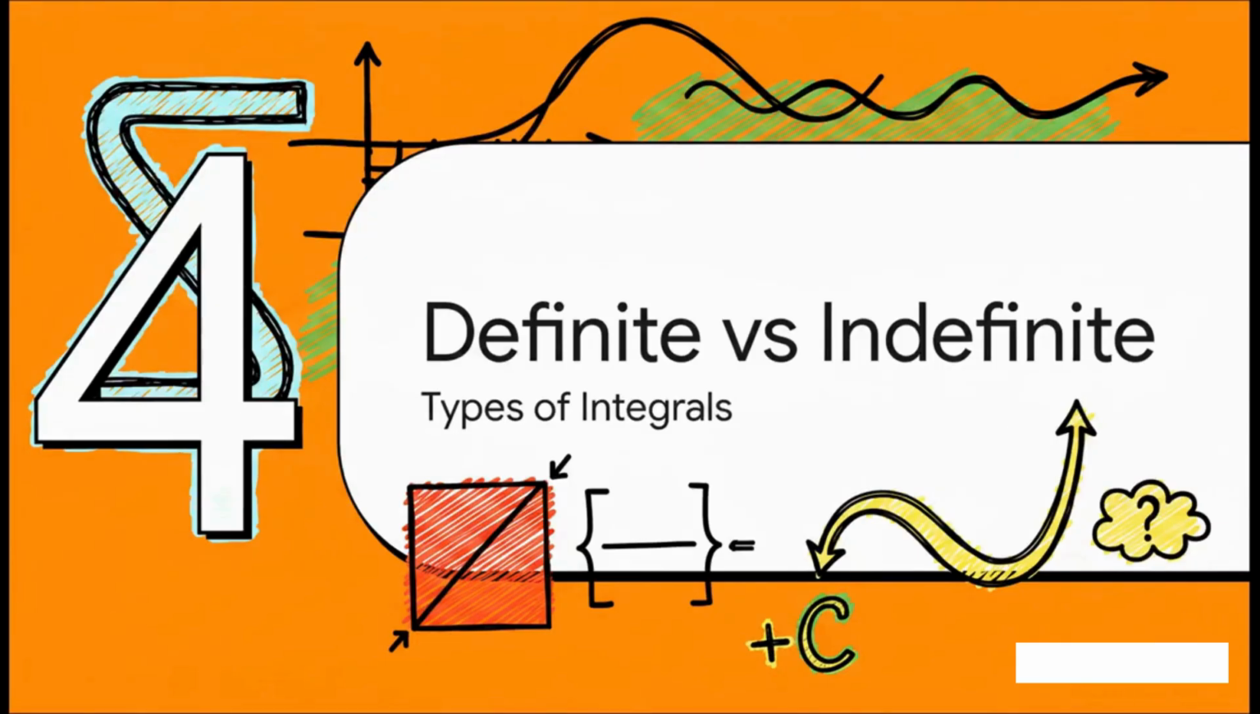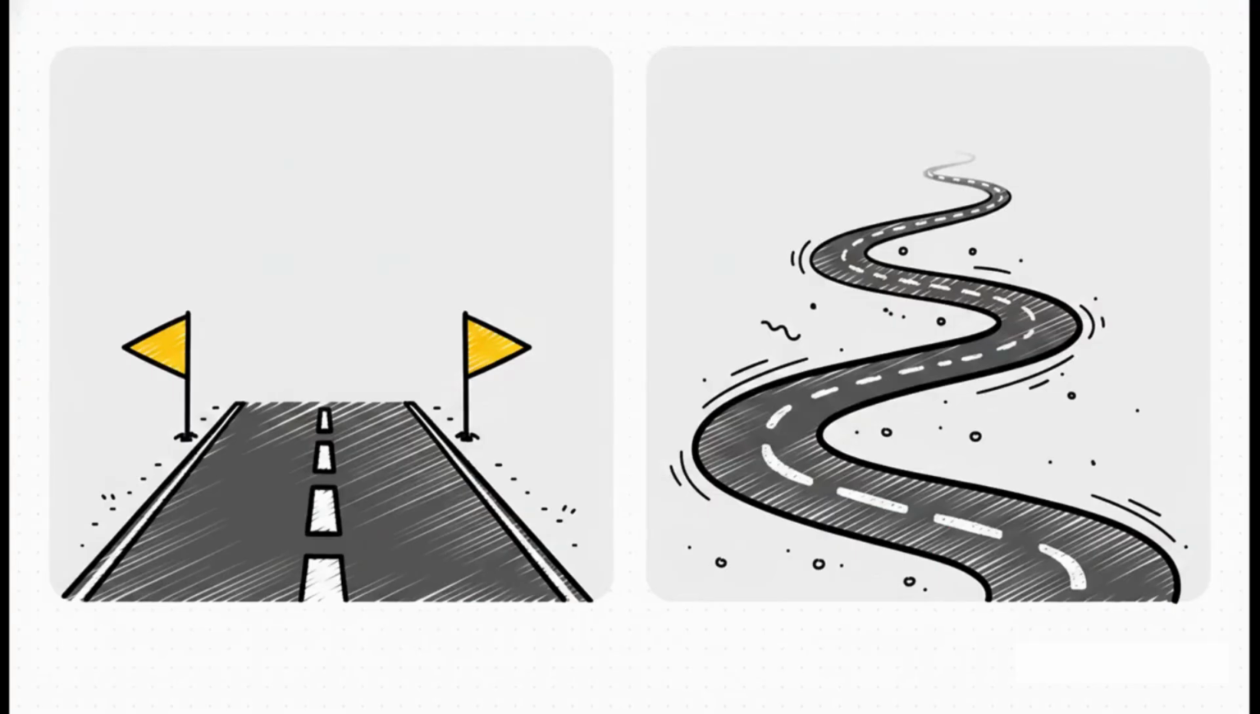Let's look at definite versus indefinite integrals. So what's the actual difference here? Well, think of a definite integral like a road trip with very clear start and end flags. It gives us exact numerical quantities between specific boundaries, like calculating the exact miles you drove strictly between hours 2 and 4 of a trip.